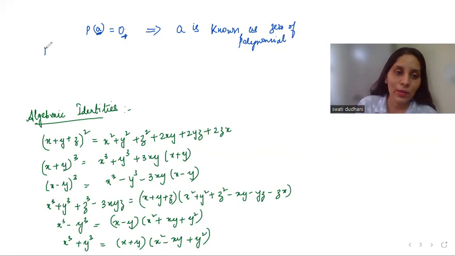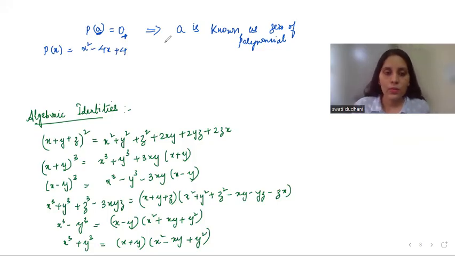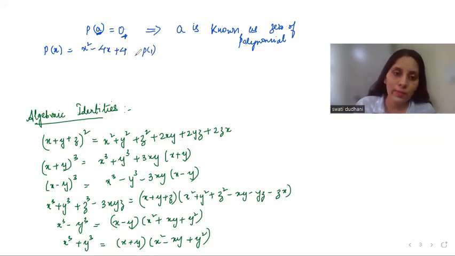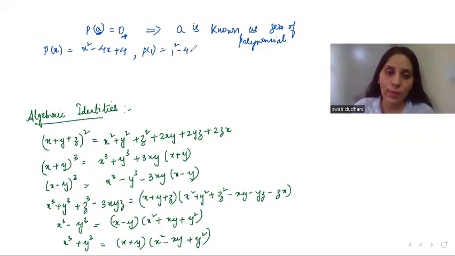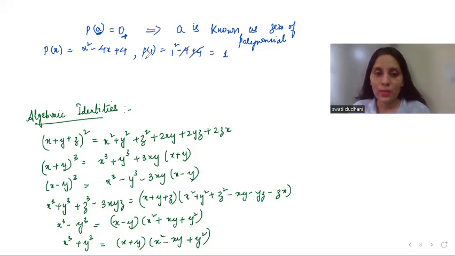Let us take a polynomial P of x is equal to x square minus 4x plus 4. So let us find P of 1. What is P of 1? P of 1 is basically substituting 1 in this. I get 1 square minus 4 plus 4. I get my value as 1. So 1 is not the 0 of the polynomial.